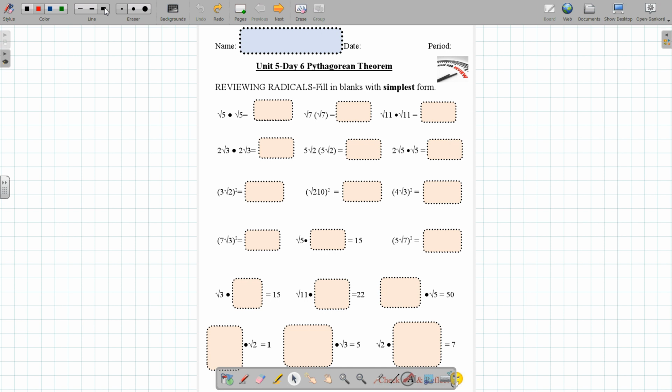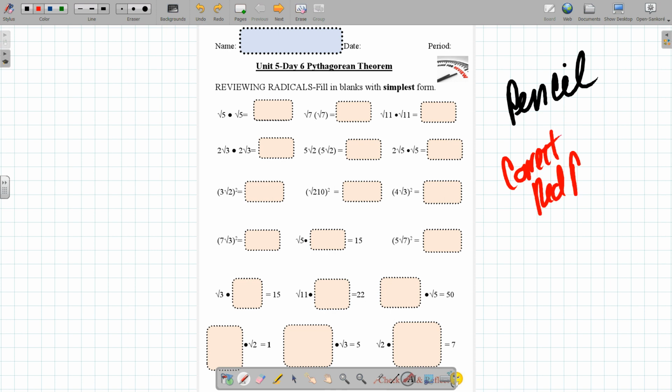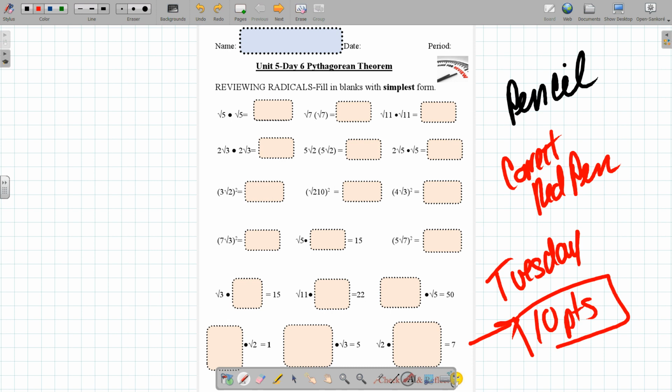I will be collecting these 8 pages completed with work shown. I expect work to be done in pencil and then corrected in red pen. And you're going to turn this in on Tuesday. And this is going to be worth 10 points because it is now counting both as a classwork and a homework. So you must show your work in pencil and correct in red pen.